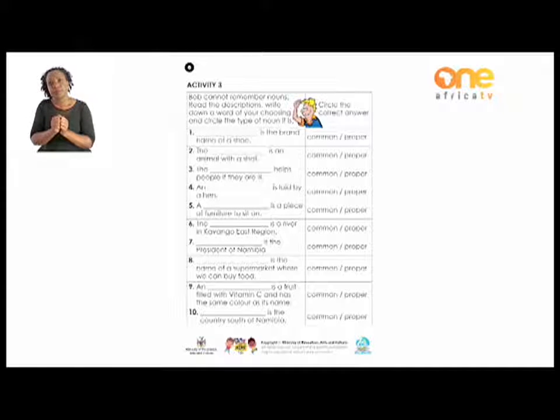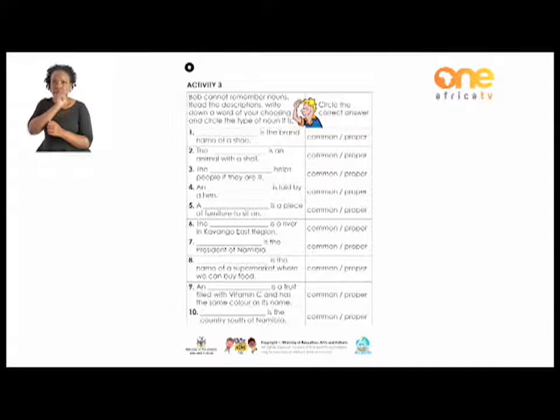Do we know brand names? For example, we have Wayne Brenner. That's a brand name of a shoe. So we would say Wayne Brenner is the brand name of a shoe. And we go to common and proper. That name, is it common or a proper noun? That should be a common noun.